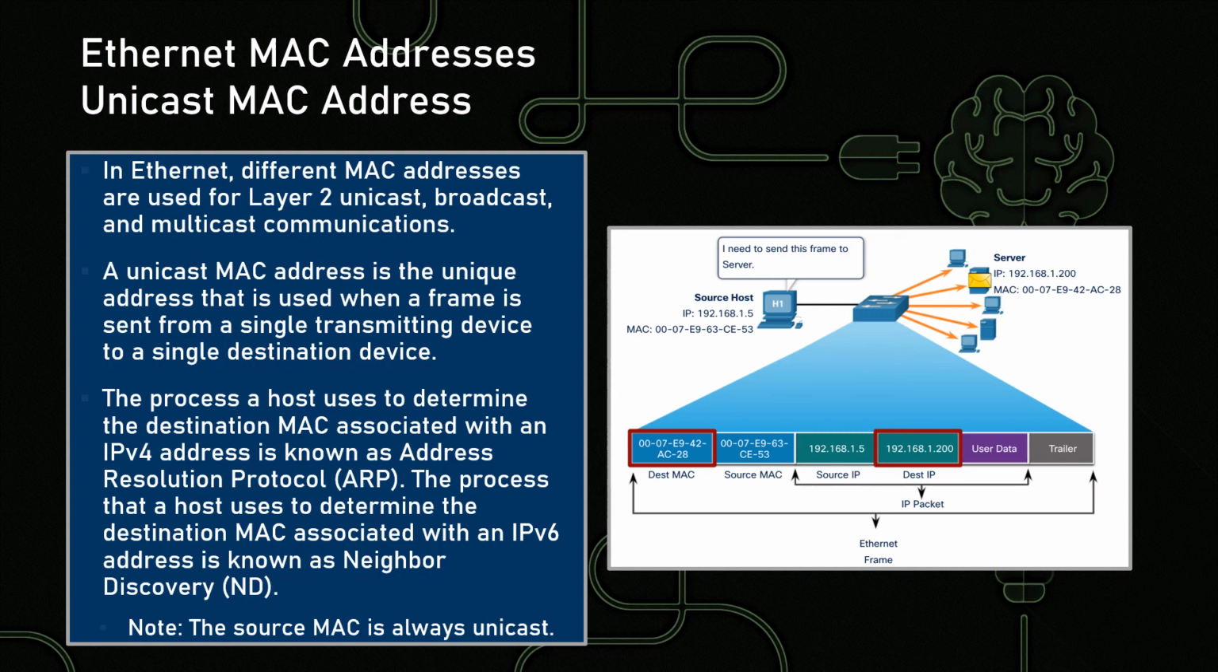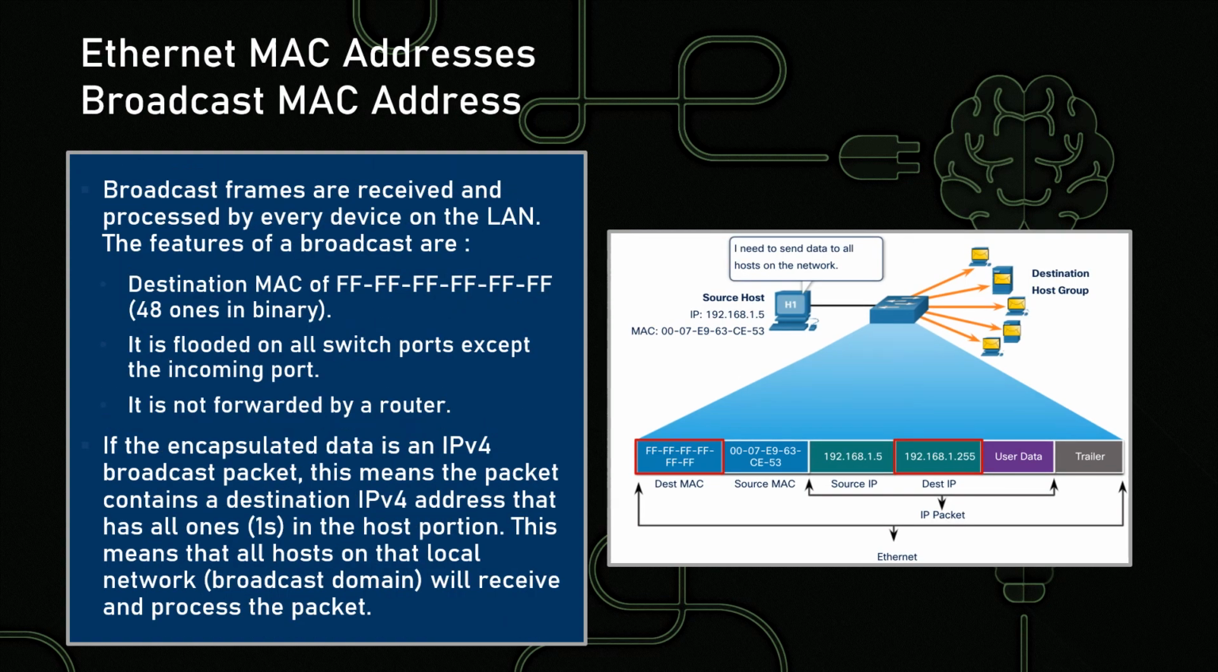Now the process a host uses to determine the destination MAC associated with an IPv4 address is called ARP, or Address Resolution Protocol. The process used for IPv6 is called neighbor discovery. So if you hear about ARP versus ND, it's just going to tell you which version of IP you're working with. They're the same general process, kind of like when you hear time to live or TTL versus hop limit.